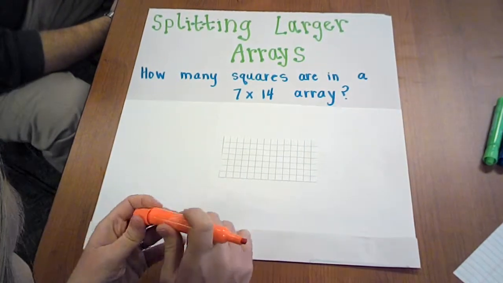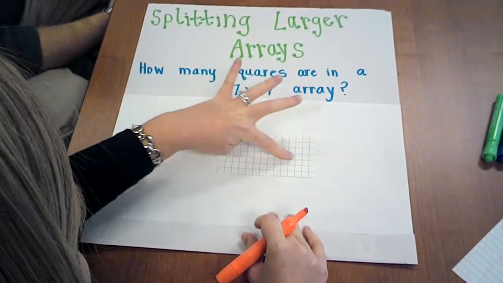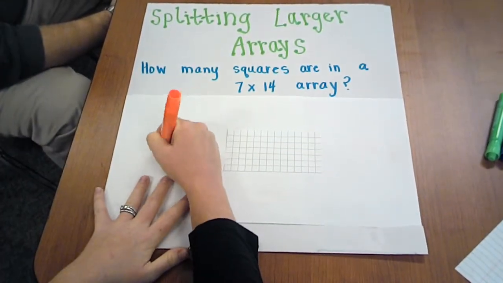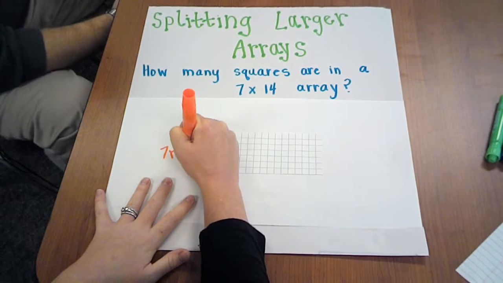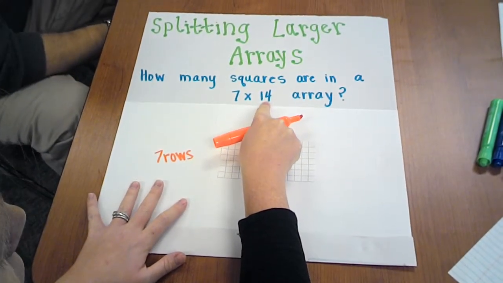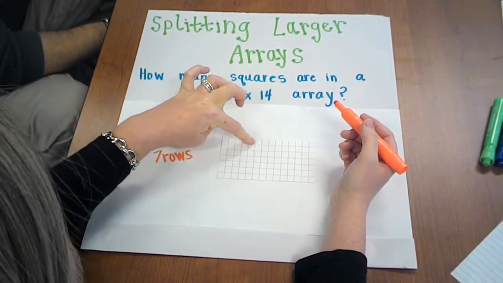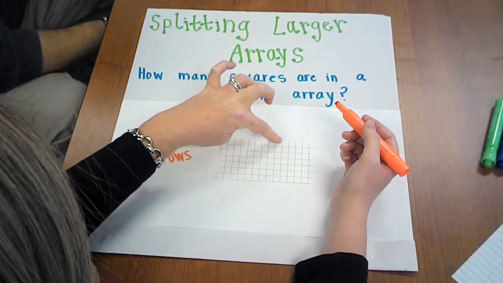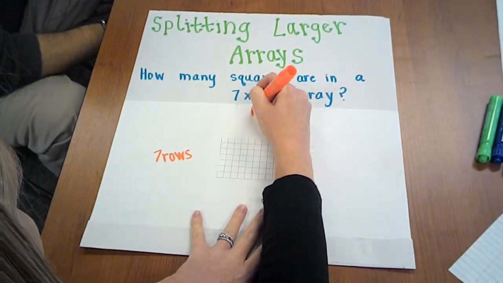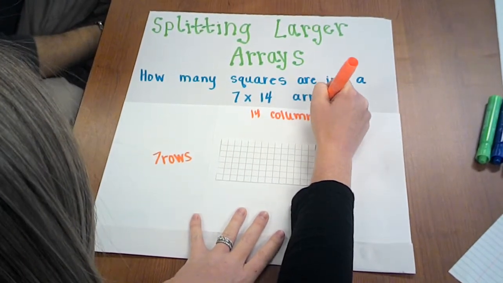So let's check for our 7 rows. We have 1, 2, 3, 4, 5, 6, 7. So I have 7 rows. And we know 7 rows of 14, so there should be 14 squares in every row, or 14 columns. 1, 2, 3, 4, 5, 6, 7, 8, 9, 10, 11, 12, 13, 14. So I have 14 columns, or 14 squares in every row.